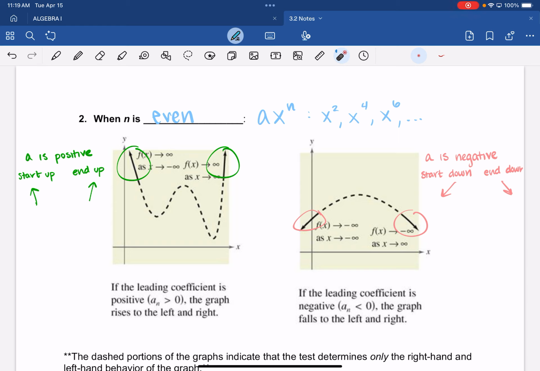I think that when it's even, it's a little easier to understand. Less things to remember. If my leading coefficient is positive, both end behaviors are pointing up. If A is negative, both end behaviors are pointing down. Makes sense. Okay? And both end behaviors are the same.